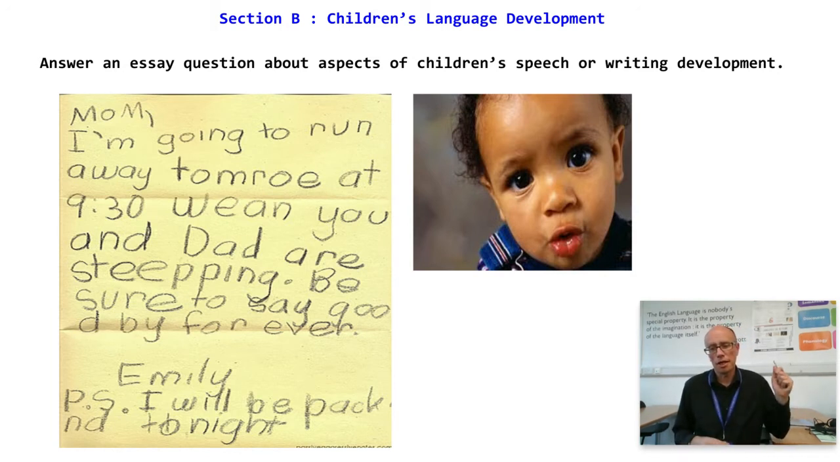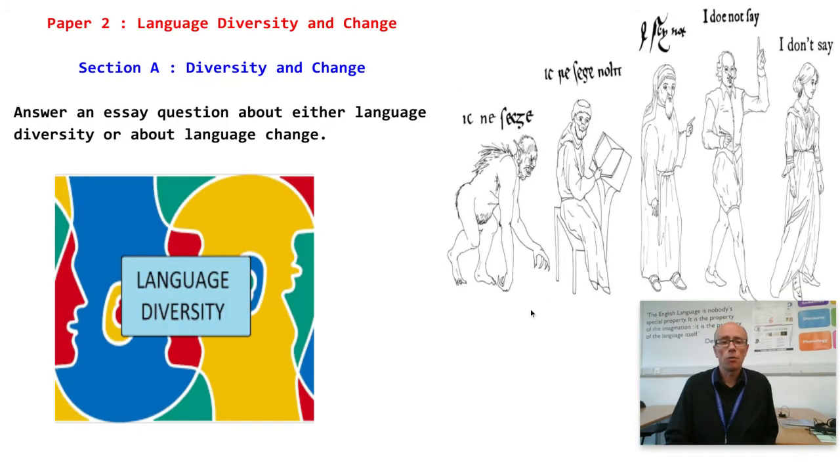So that is a great area of the course. We do that in the second year, and for many of our students, that's like the best part of the entire course. What else have we got? We have got paper two. Paper two is called Language Diversity and Change.